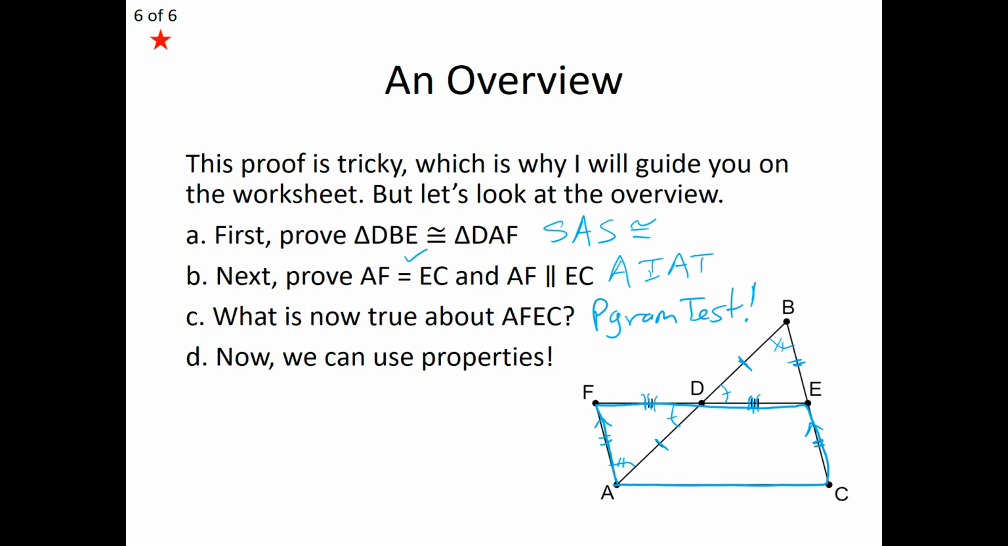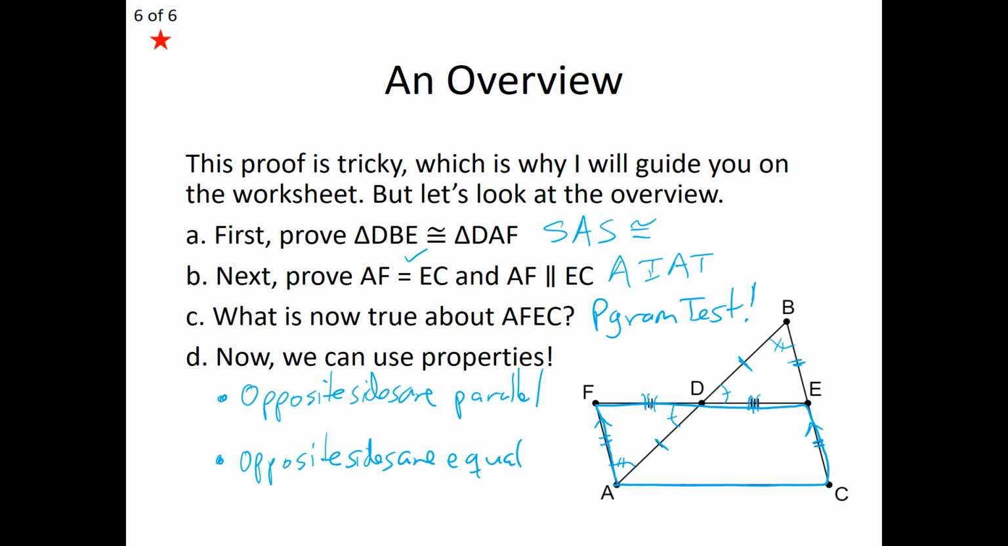Because it's a parallelogram, we can now use the parallelogram properties. In particular, here's one of the properties we want to use: opposite sides are parallel. We know opposite sides are parallel because it's a parallelogram. And another property about parallelograms is that opposite sides are equal. That's another step we can take.